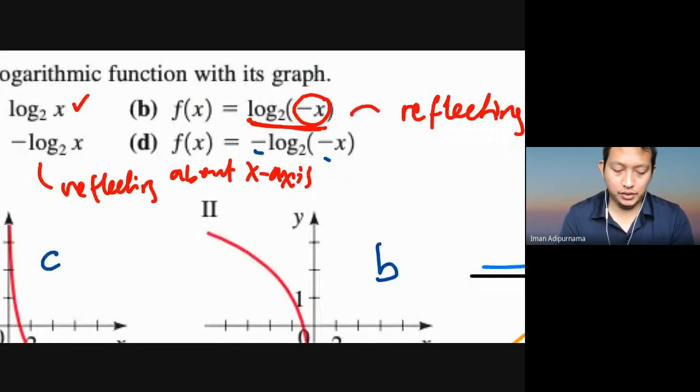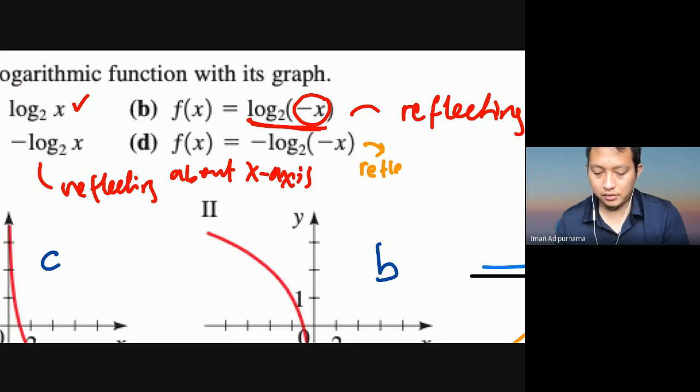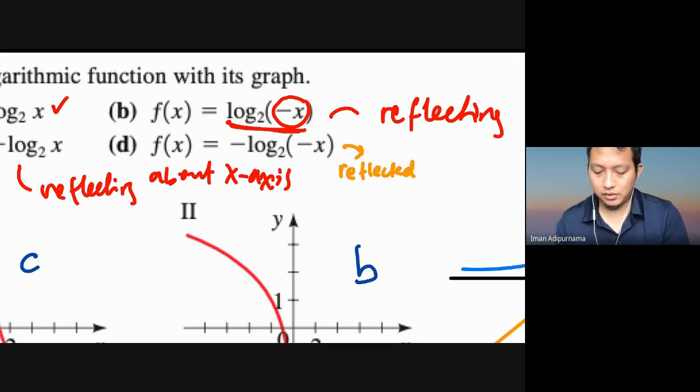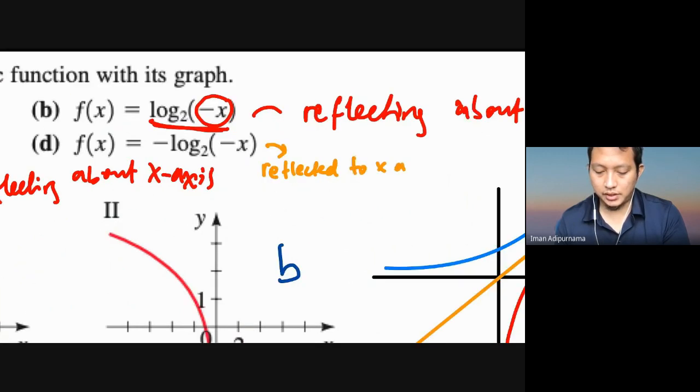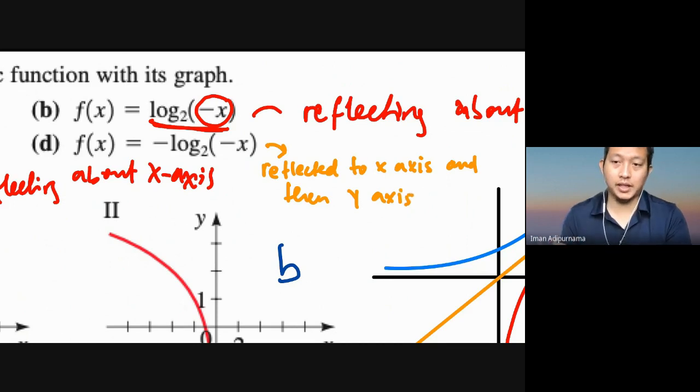So for this D, minus log base 2 of minus x, this should be reflected about the x-axis and then the y-axis, or the y-axis and then the x-axis.